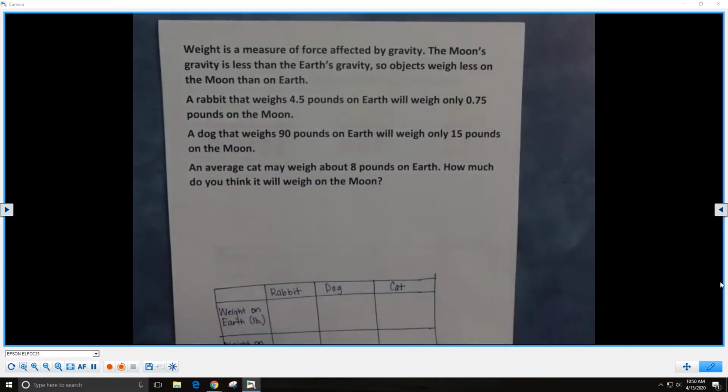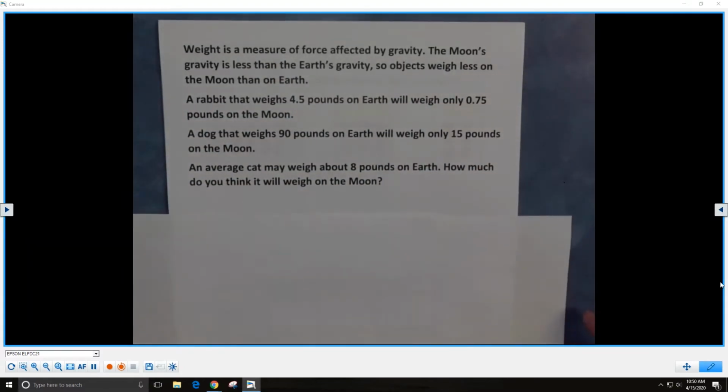Do you know what a proportion is? Yes? Great. You will like this lesson. No? Great. That means today you get to learn something new. Let's begin by thinking about weight. What is weight? Weight is a measure of force affected by gravity.